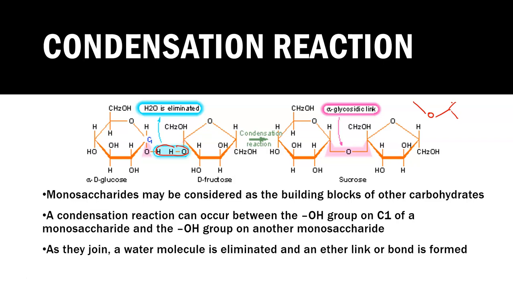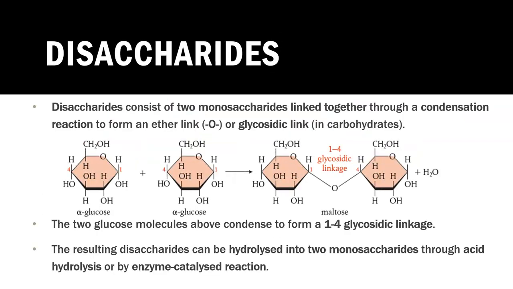Okay, so monosaccharides are the monomers or the building blocks of the carbohydrate polymer. They form the polymers by a condensation reaction producing one molecule of water, and of course they're broken down by the hydrolysis or the reverse of this. Disaccharides consist of 2 monosaccharides linked together by a condensation reaction.